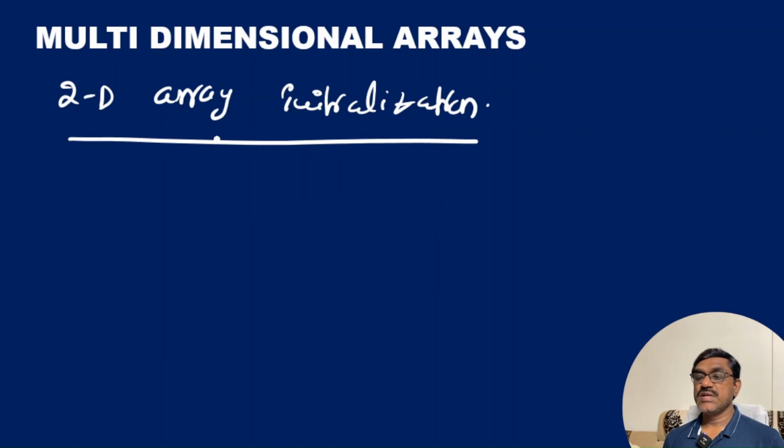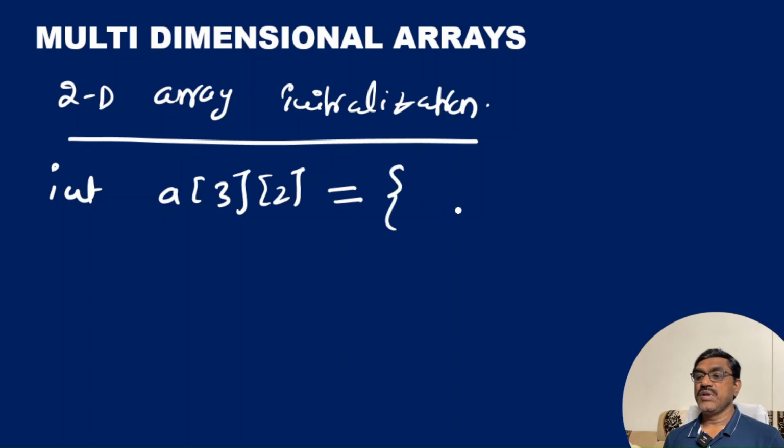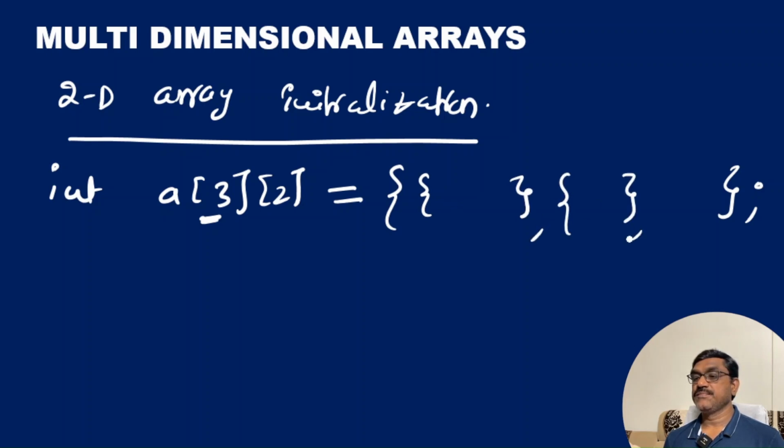So in this initialization part, for example, if I say integer A of 3 and 2, how to initialize this? Just write an opening brace and a closing brace. In this, what is the first dimension? 3. Okay, you write 3.